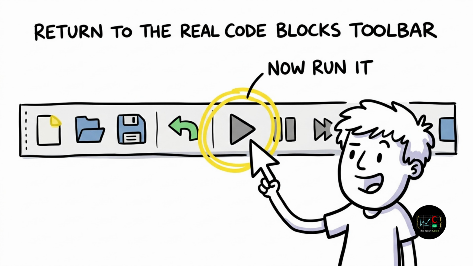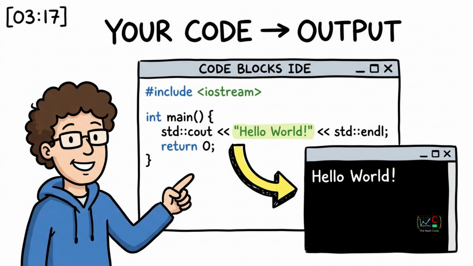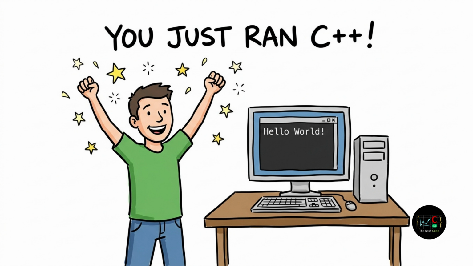Now comes the fun part. Click Run. Your program should open in a console window, and you should see the text Hello World. You just wrote and ran your first piece of C++ code.